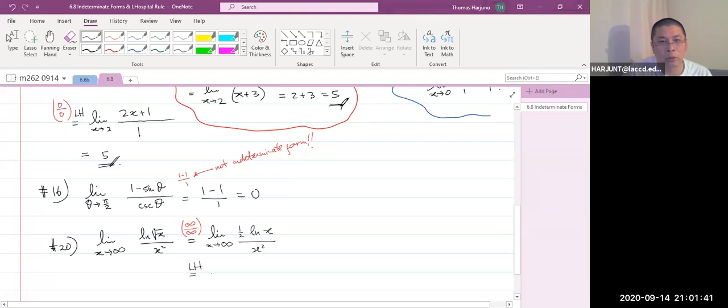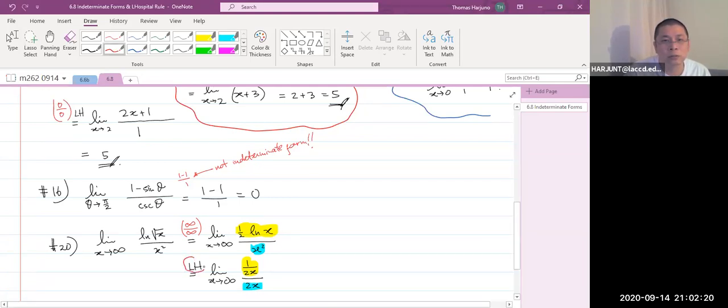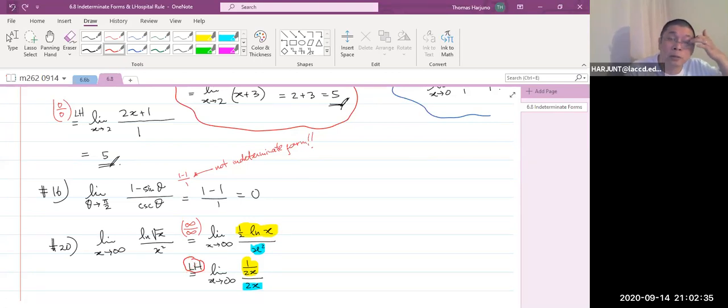Now I apply L'Hopital's rule: limit as x goes to infinity of 1 over 2x over 2x. So the derivative on the top becomes like this. The derivative on the denominator becomes like this. Why do we need to emphasize we are using L'Hopital? No. This notation LH here is my notation. If I don't write this notation, then somebody will ask me, Thomas, how do you get from here to here? Then I tell them L'Hopital's rule, right? So before you ask me that question, let me answer that first. You see, my notes are actually pretty clear. Now you don't have to, though.